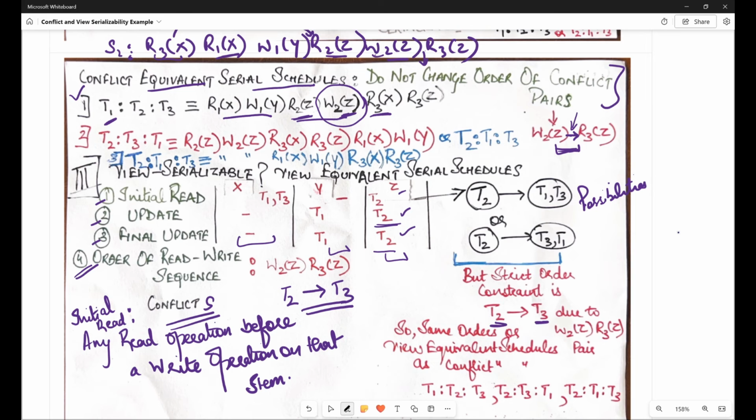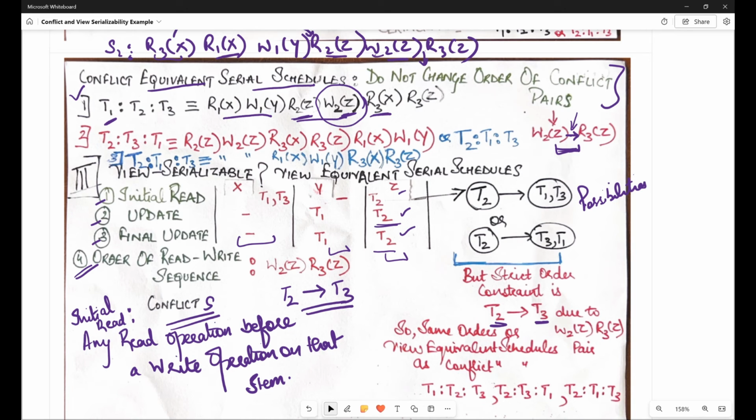So our view equivalent serial schedules are the same as conflict equivalent serial schedules, which we have verified. Now you could have straight away skipped this step and written that conflict equivalent serial schedules are equal to view equivalent serial schedules, because generally when you get a yes that this schedule is conflict serializable, you do not check for view serializability. Whatever schedules you identified at the conflict serializable part are the exact answer, and that's what we have verified.